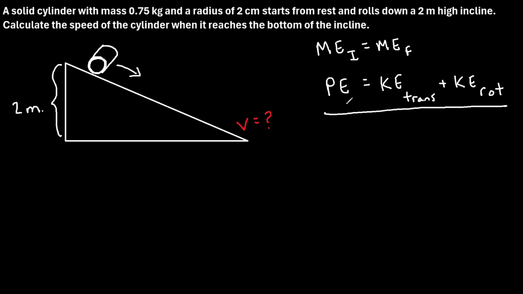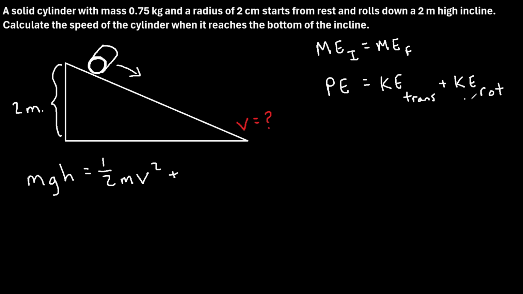Let's fill in the formulas we know. Potential energy is calculated as mass times the magnitude of gravity times height. That's equal to translational kinetic energy, calculated as 1/2 times the mass of the object times the velocity squared, plus the rotational kinetic energy, calculated as 1/2 times I, the moment of inertia, times omega squared.